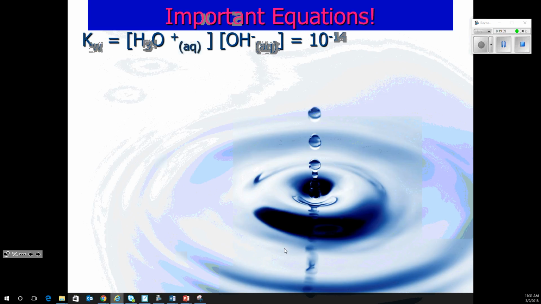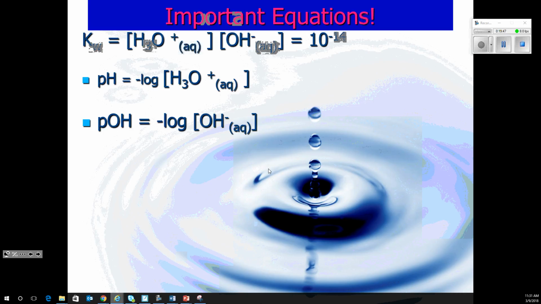Some important equations that we need to worry about. The first one we've worked with is the Kw, which is equal to 10 to the minus 14. You do need to know that. There's a few others. pH and pOH: anytime you see P, it means minus the log base 10 of the hydronium ion or the hydroxide ion concentration. If you're using my calculators, on the solar ones you have to push the ln or log button twice to get to log. Just know that it's minus the log.